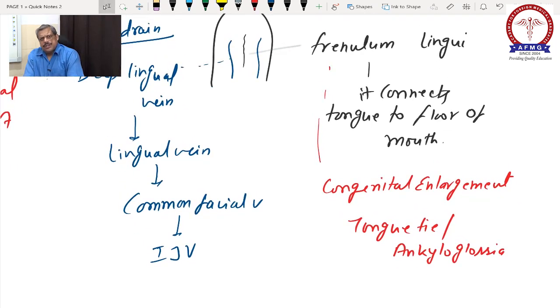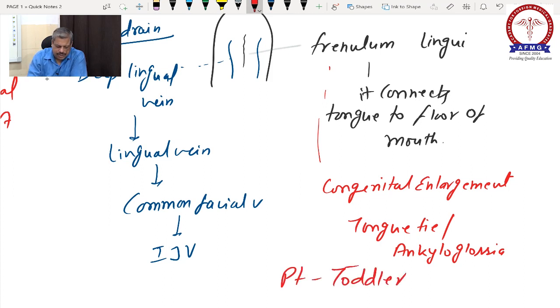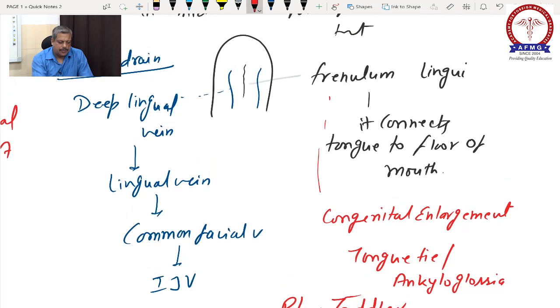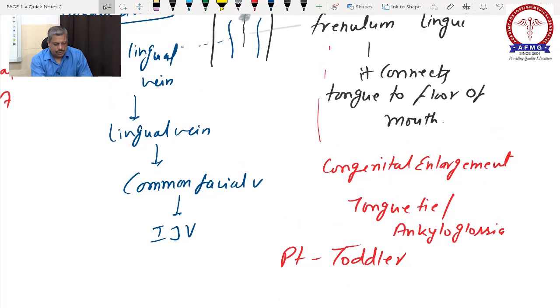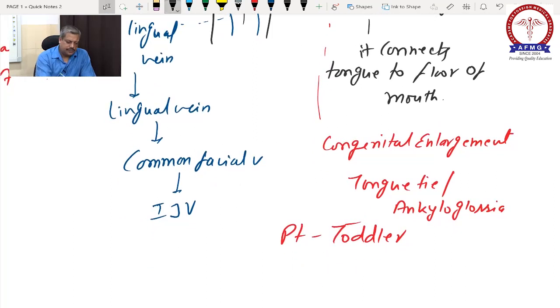In this condition, the patient is a toddler. It is a congenital condition, but it is manifested in the 2 to 3 years age group because the child is unable to speak because of ankyloglossia or tongue tie. So we give a simple nick in the anterior part of this frenulum linguae to free the anterior part of the tongue. Clear? This is the treatment of ankyloglossia. So these are the features of the tongue.